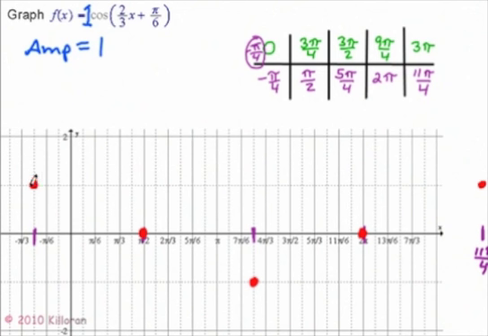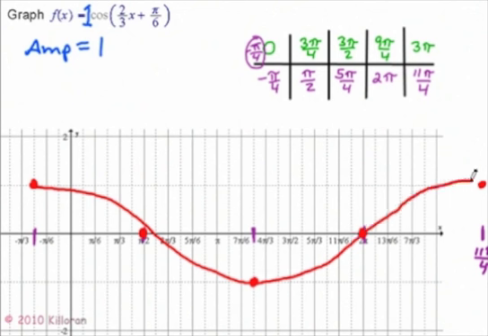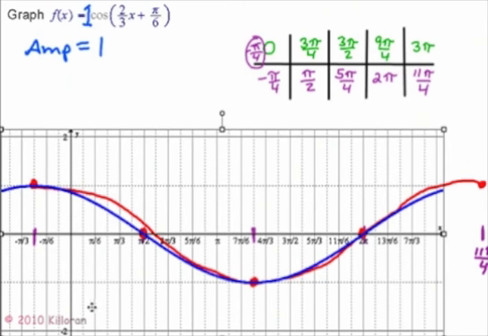So when I try to draw this in, it gets something, oh, that looks like this. And of course the computer makes it look a lot better. So this blue line is the perfect graph of cosine of 2/3 x plus pi over 6.